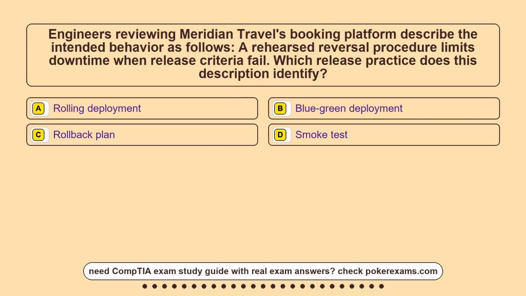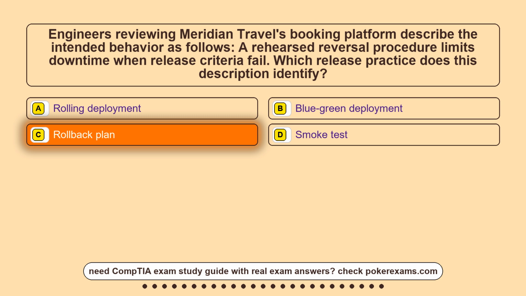Question 10. Engineers reviewing Meridian Travel's booking platform describe the intended behavior as follows: a rehearsed reversal procedure limits downtime when release criteria fail. Which release practice does this description identify? Option A. A rolling deployment. Option B. A blue-green deployment. Option C. Rollback plan. Option D. Smoke test. The correct answer is option C.